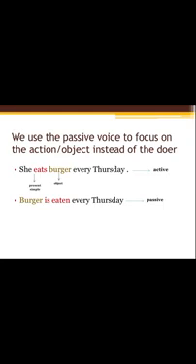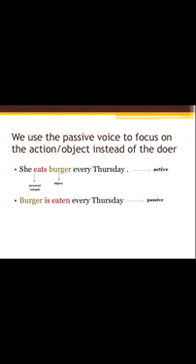يعني we don't know or we don't care about the doer of the action. But instead of this, we are focusing on the action itself or the object. يعني احنا ما بيهمنا الفاعل. We are caring and focusing on the action and the object of the sentence.